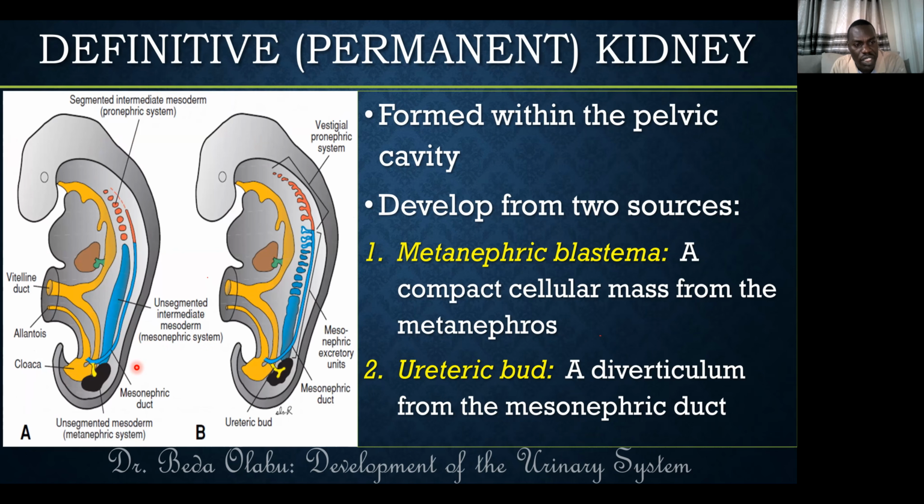Maybe this is a better image to show you that concept. So this is the mesonephric duct, this blue one, the thin one, up to the cloaca. That yellow one is the ureteric bud, and this black one is the metanephric blastema, a compact mass of the metanephros that will give you the nephrons. The yellow one is the ureteric bud. The ureteric bud contributes to formation of the urine collecting structures.